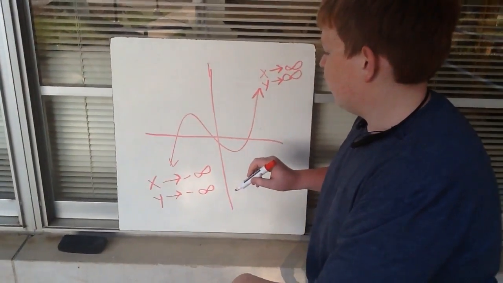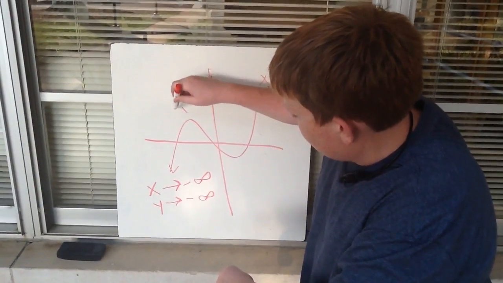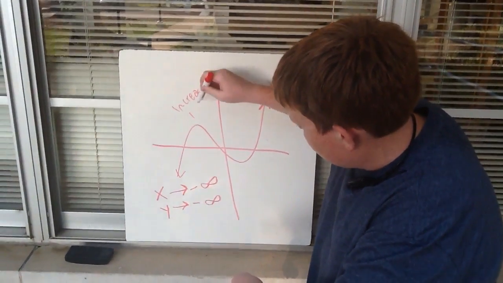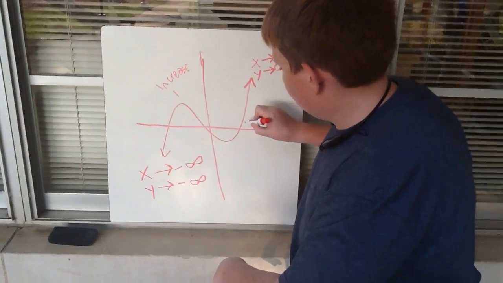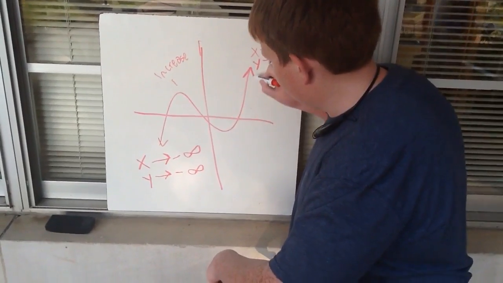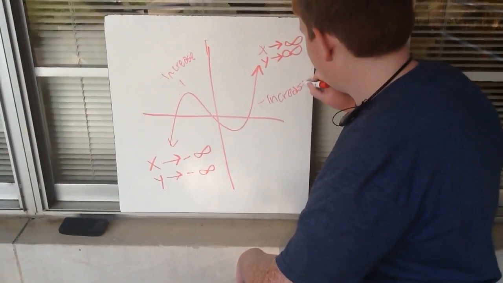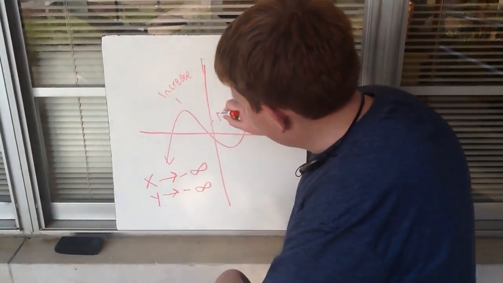So then for increasing and decreasing points, this part of the graph would be increasing, since from down here to there, it's increasing. And then also here, between here and there, it will be increasing. And then at this point right here, it is decreasing.